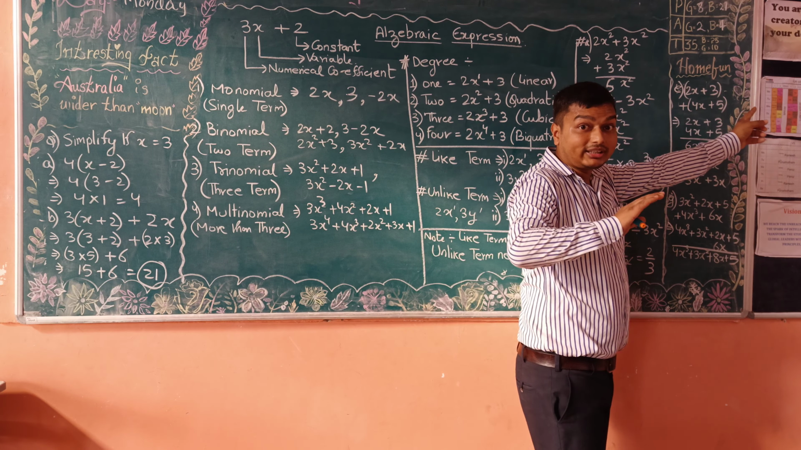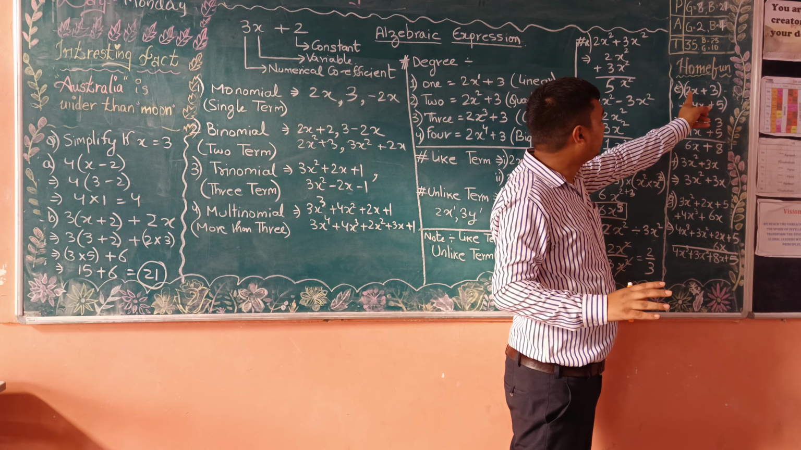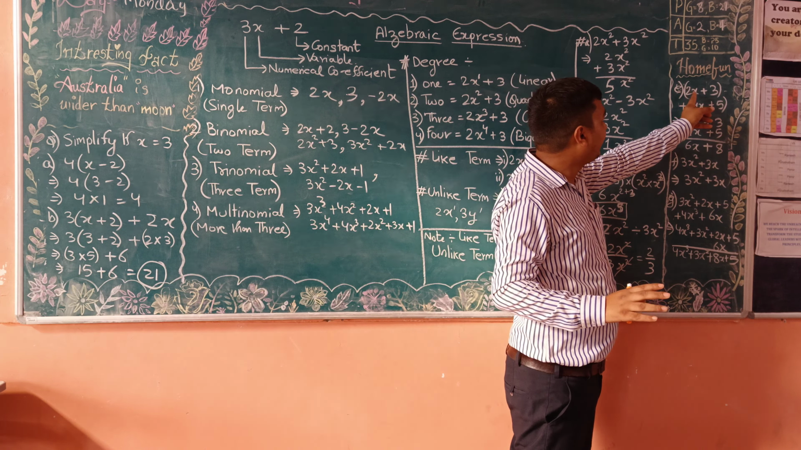2x and 3 are both unlike terms. Now 2x and 4x are like terms. So 2 plus 4. Now see how I am writing: 2x plus 3, 4x plus 5. In place of 2x and 4x, which are both like terms, I write their sum. After that, 3 and 5: 5 plus 3 is 8, with plus sign. 4 plus 2, 6x.